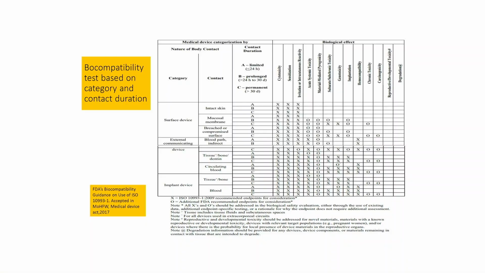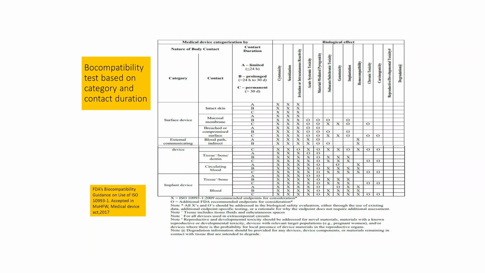So typically this is an example where you're looking at some of the medical device categories, and you're basically looking at biocompatibility tests based on category and contact duration, right? This is as per the ISO 10993 category. So in this table, there are several types of devices or constructs or biomaterials which you will encounter in your day-to-day life, as medical devices and products. The first type is a surface device, right? That's a category. A surface device only stays on the surface.